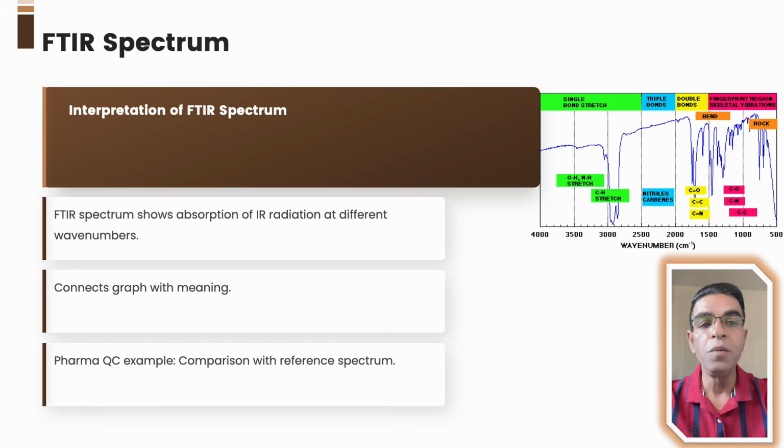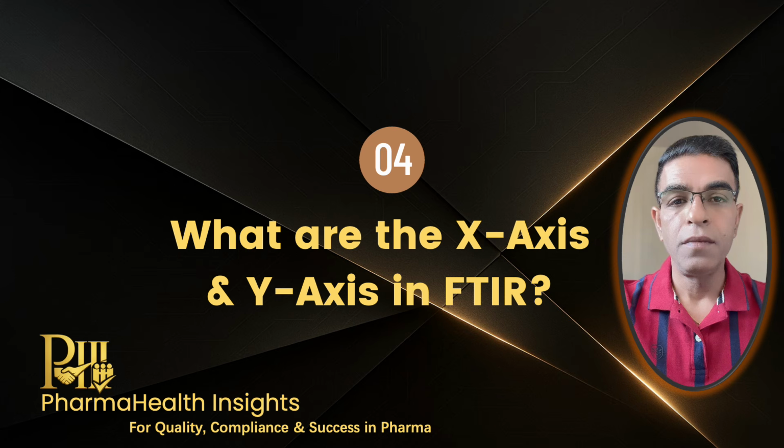Then you add this key point. Each peak corresponds to a particular functional group present in the molecule. And the most important pharma connection: in QC, we usually confirm the identity by comparing the sample spectrum with a standard or reference spectrum. If both match, we can confidently say the material is the same." This kind of answer shows the interviewer that you truly understand FTIR. You are not just memorizing lines.